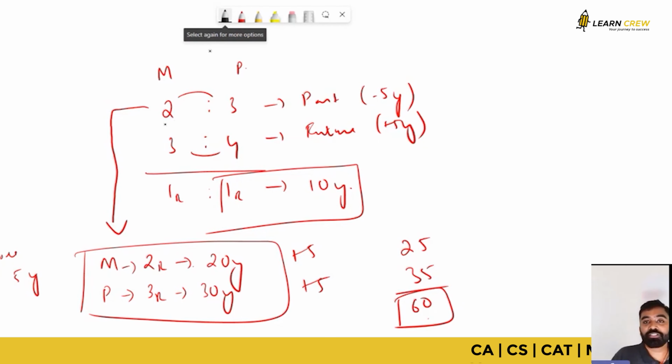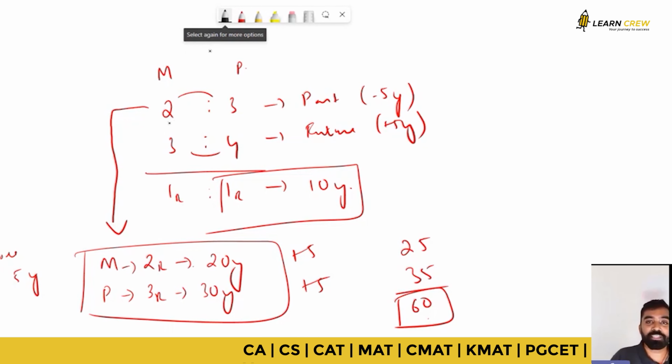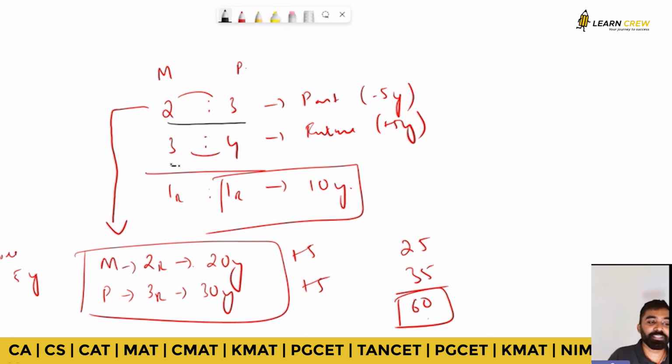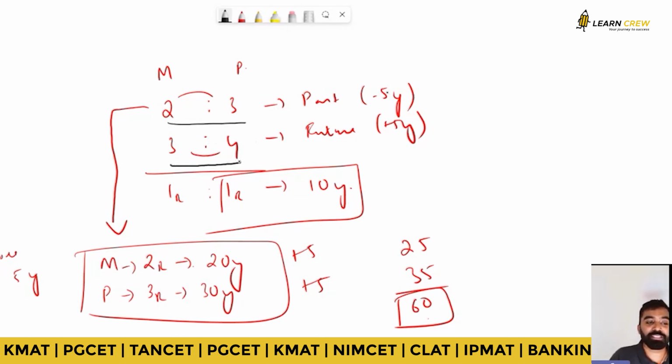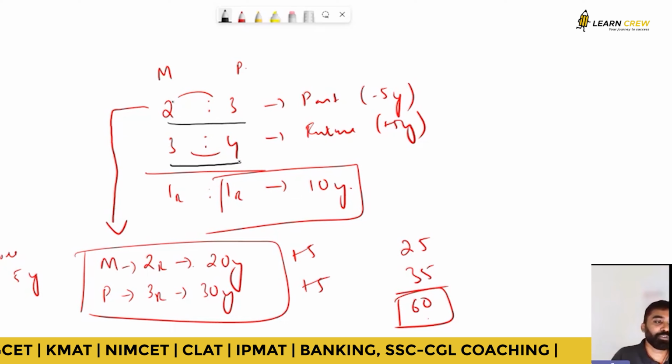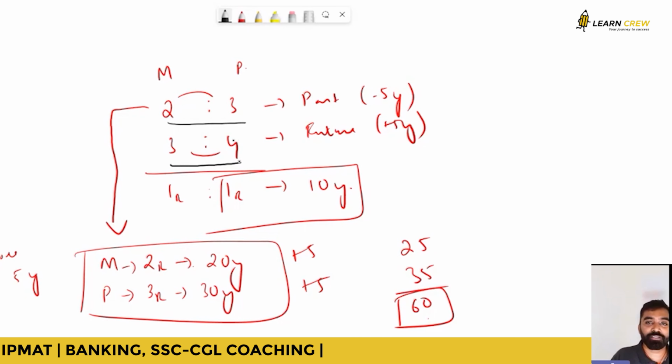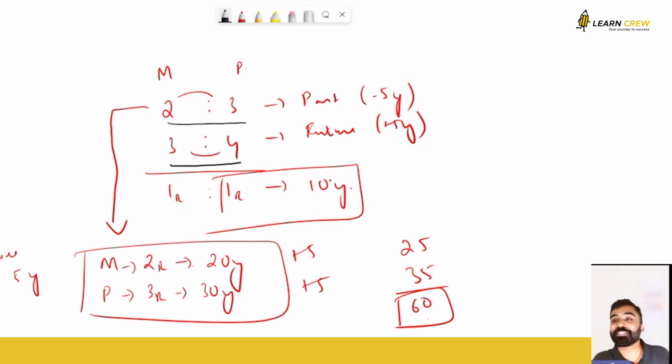Fine. Clear? The ratio of Motu and Patlu before 5 years was 2:3, and after 5 years is 3:4. Before 5 years is minus 5, after 5 years is plus. Now 3 minus 2 is 1, and 4 minus 3 is 1. Obviously they are the same, so I can subtract. Then a single ratio equals 5 plus 5, 10 years. Age does not have a minus.